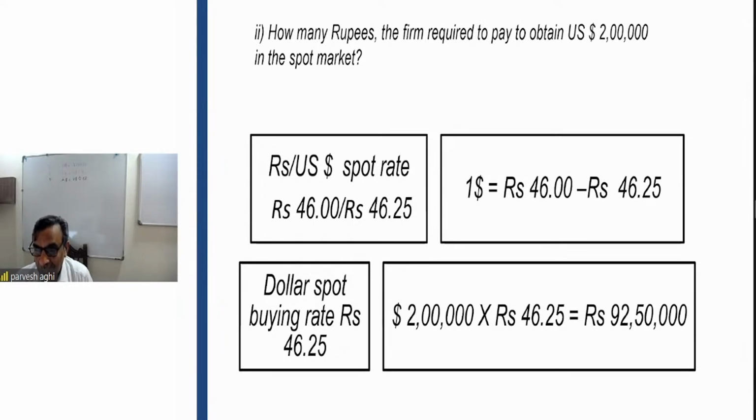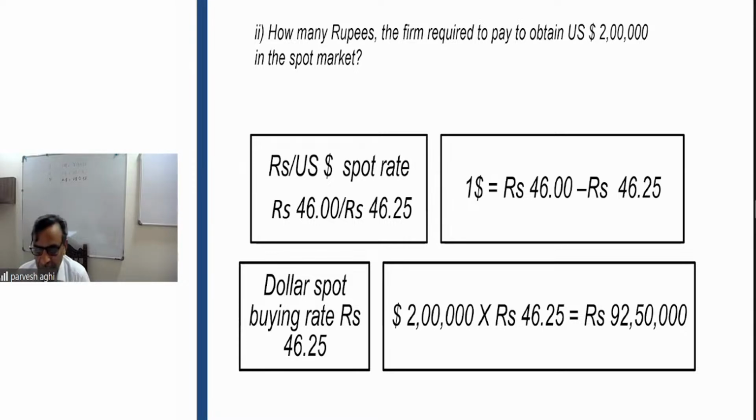46/46.25. Now, since you have to buy dollars, the dollar buying rate is 46.25. If you have to sell the dollars, then the rate was 46. But now you want to buy dollars. So you want to convert this into rupees, and you are going to multiply it by the rate. How many rupees is the firm required to pay to obtain the dollars? You want to buy dollars, so you need the ask rate, 46.25. So 2 lakh multiplied by 46.25 will be 92 lakhs.